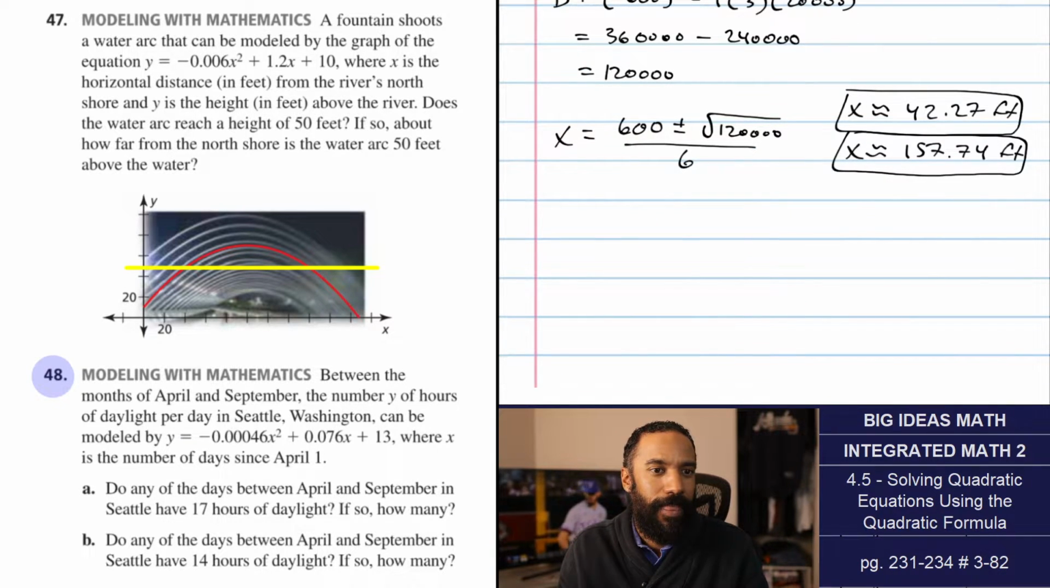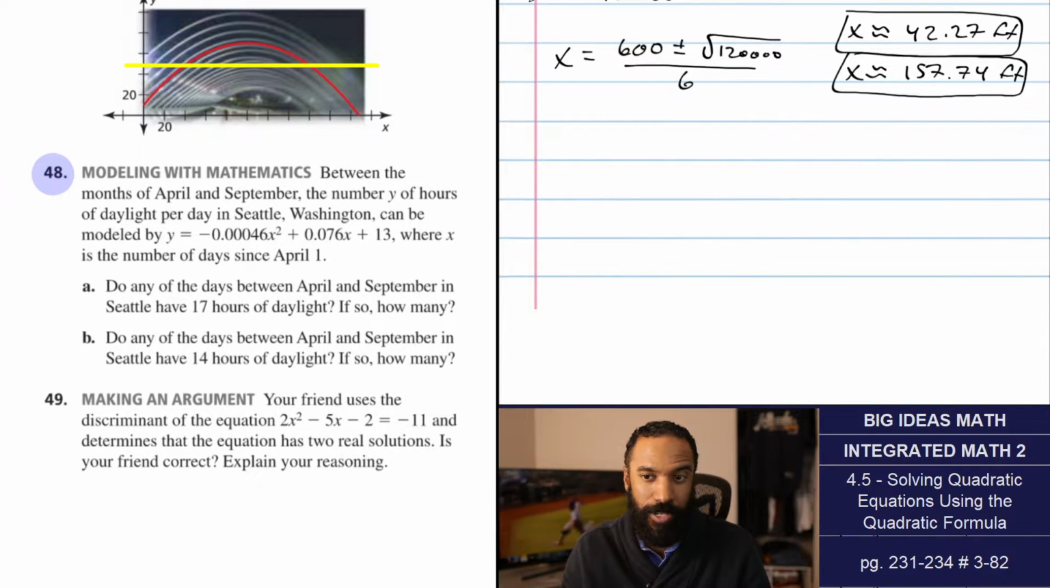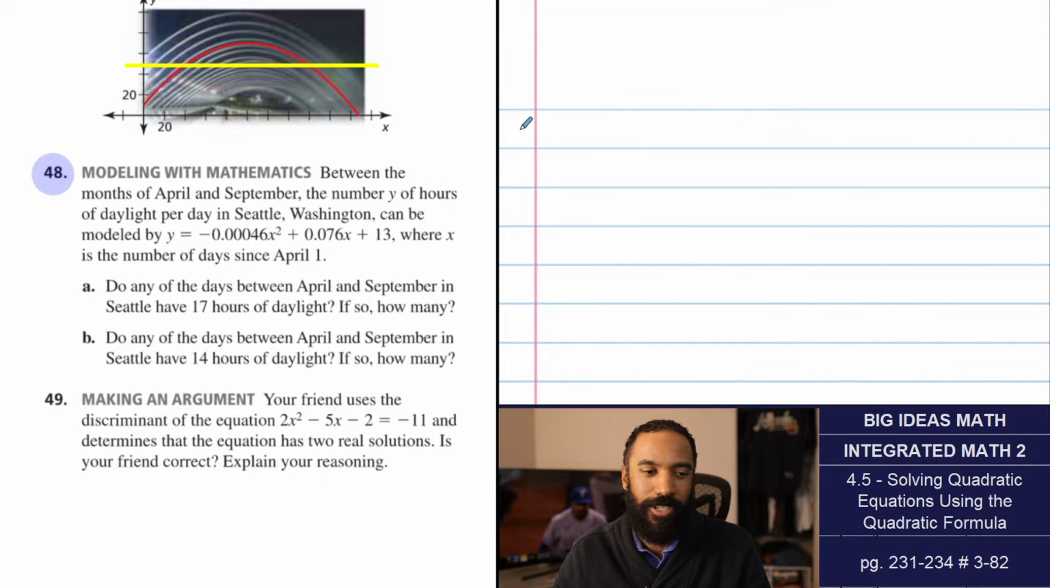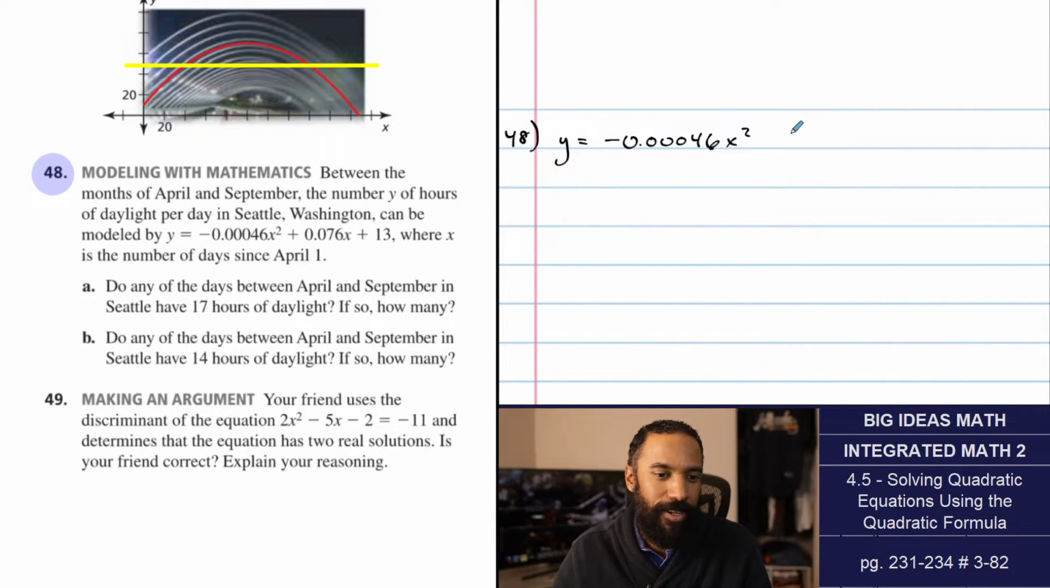48. Oh, and this is multiple parts. That's good. Between the months of April and September, the number y of hours of daylight per day in Seattle, Washington can be modeled by this. I find the questions very interesting. I really do. This is researched, or it's used in such a way that they have models. The news station, the weather stations probably have models of these things, and it's relevant. I don't remember the information, but there it is.